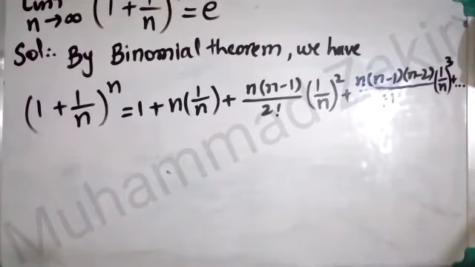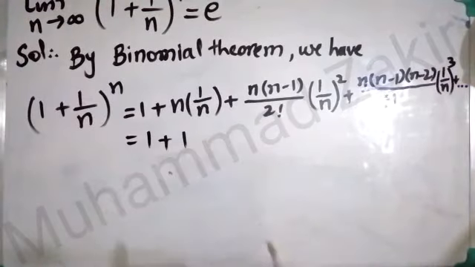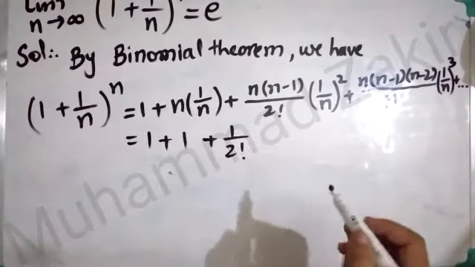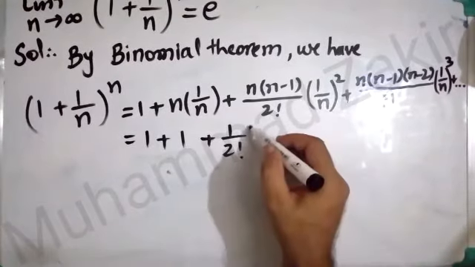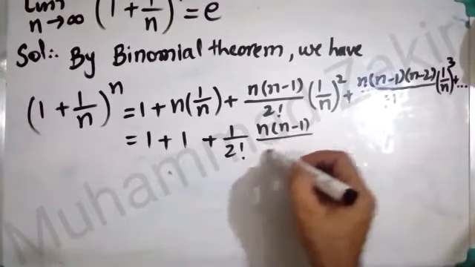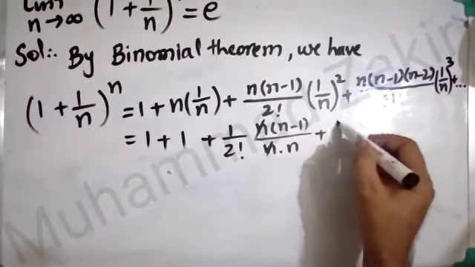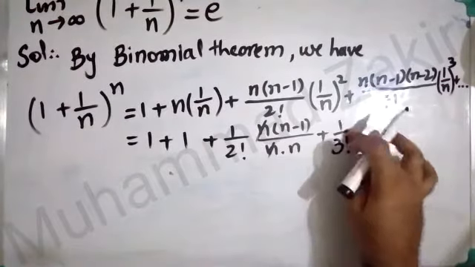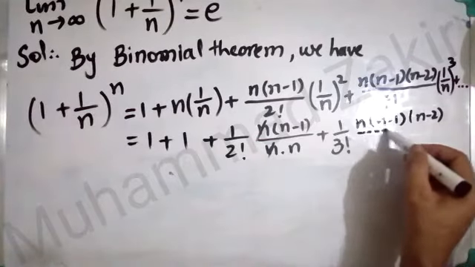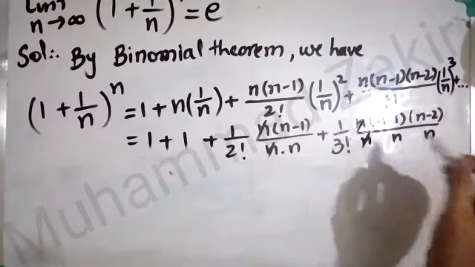Now we will simplify it. How can we simplify it? It can be written as 1 plus 1, since n times 1 by n cancels. Then we write 1 by 2 factorial, and n square can be written as n dot n, with (n minus 1) divided by n. These two are cancelled definitely. Plus here 1 by 3 factorial, then we write (n minus 1)(n minus 2), and we can write this n cube as n, n, n. These n are cancelled and so on.